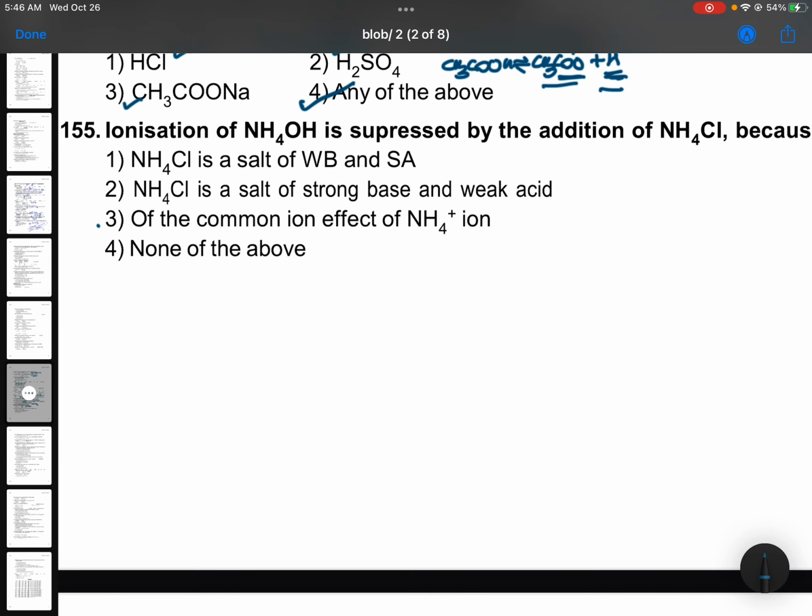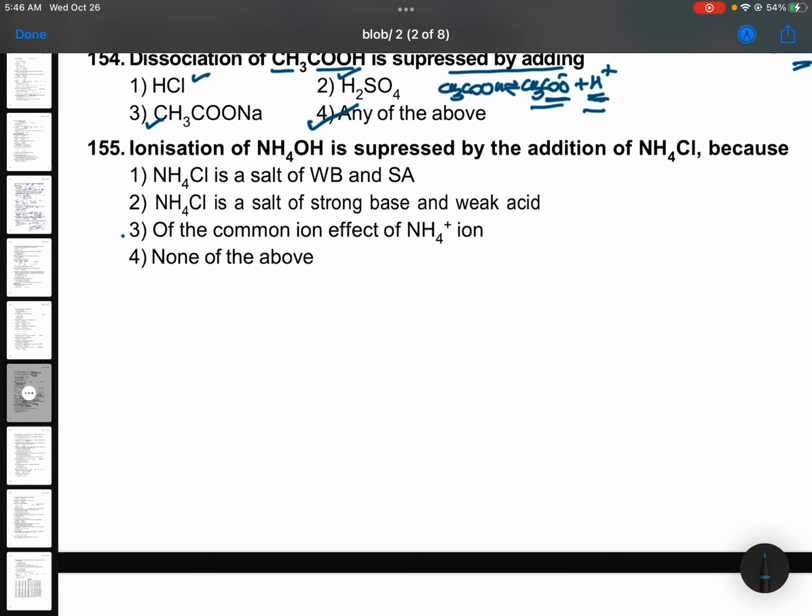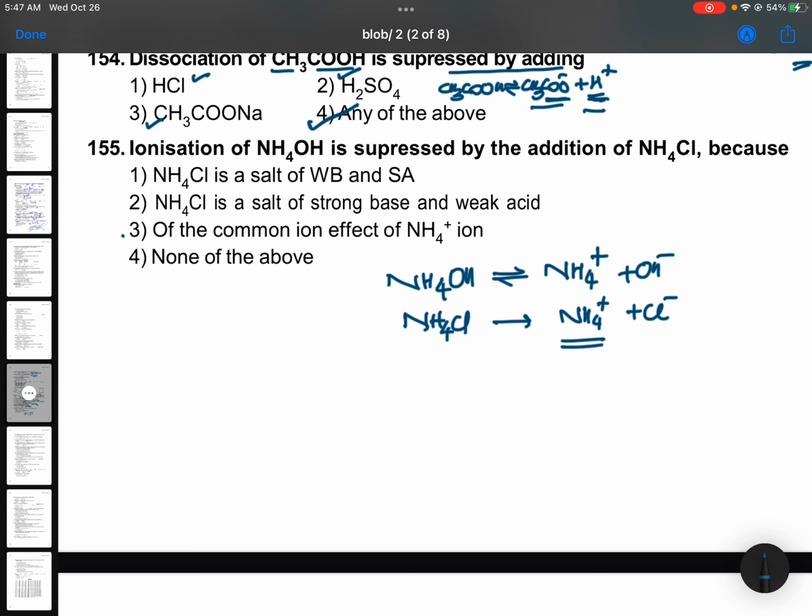Ionization of NH4OH is suppressed by the addition of NH4Cl because NH4OH dissociates like NH4 plus and OH minus. When you are adding NH4Cl, a strong electrolyte which gives 100% NH4 plus and Cl minus, due to the excess of ammonium ions, ammonium ion concentration is increased here. Because of that, this backward reaction is favored. So dissociation of NH4OH is suppressed, so of the common ion effect of NH4 plus ion.